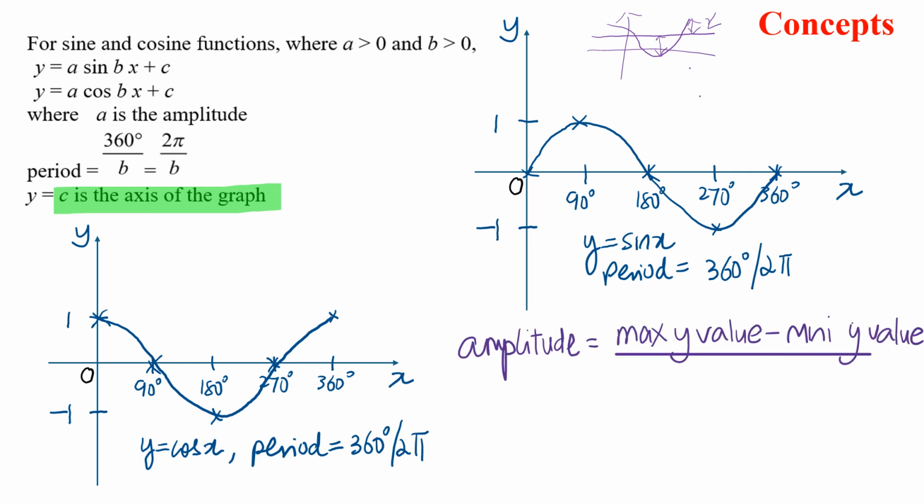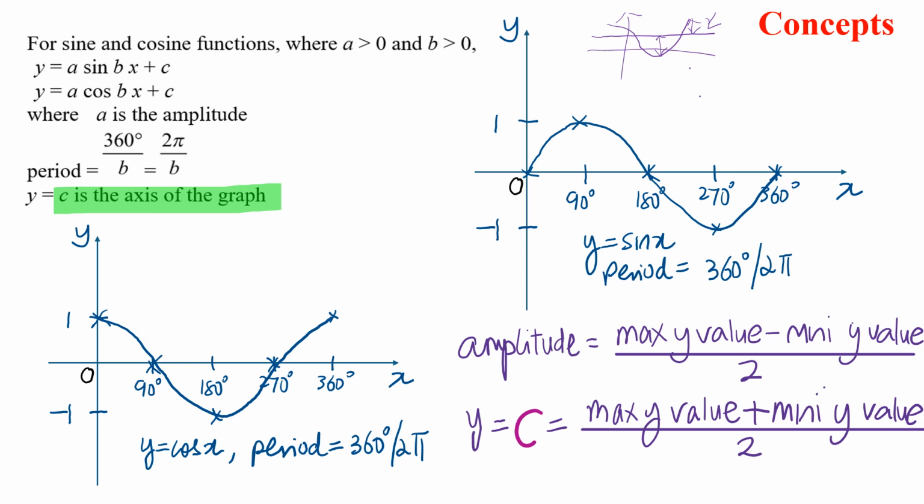To find the amplitude, you just take the maximum y value minus the minimum y value, divided by 2. And to find your axis of the graph, it's just maximum y value plus minimum y value, divided by 2. So you just need to make use of these concepts, and you can solve a lot of questions on trigonometric functions.